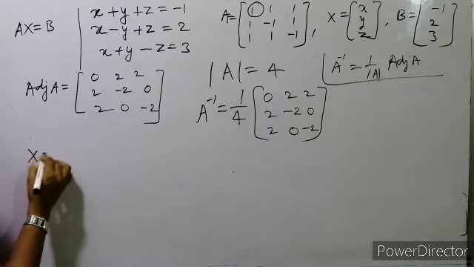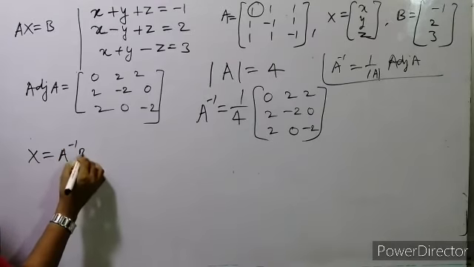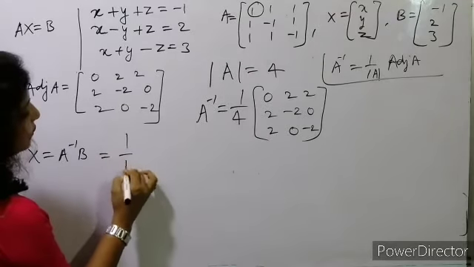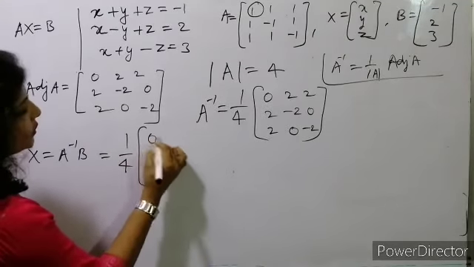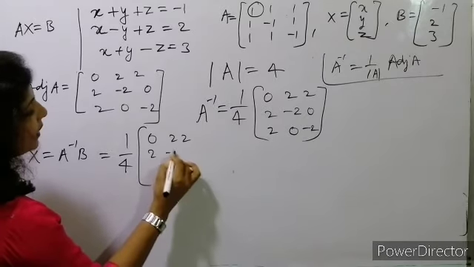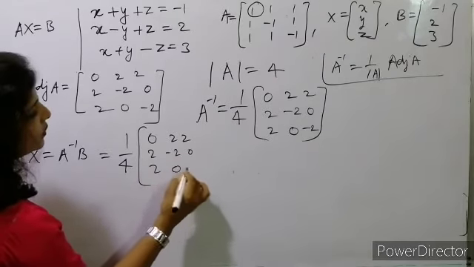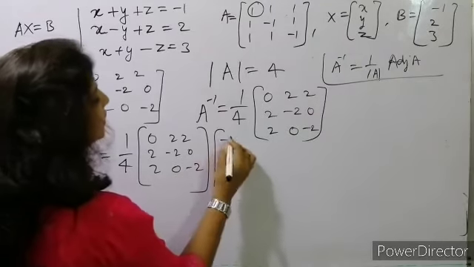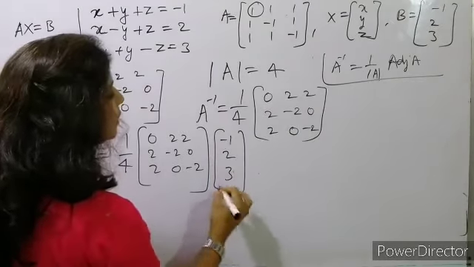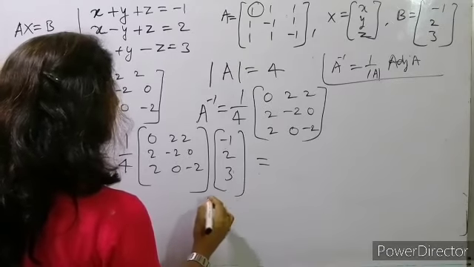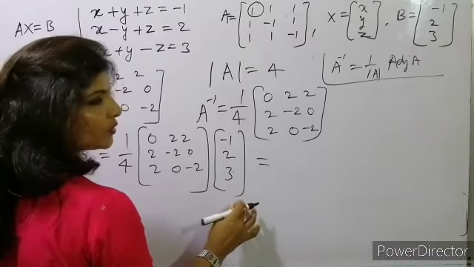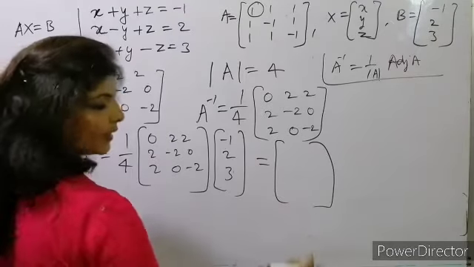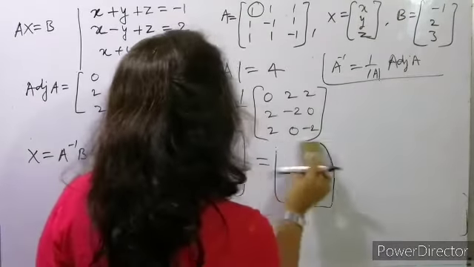So what is the value of x? A inverse into B. The value of A inverse is given, so 1 upon 4 into 0 2 2, 2 -2 0, 2 0 -2, into B. What is the value of B? -1 2 3. Based on this, this is 3 cross 3 and this is 3 cross 1, so the resultant matrix will be 3 cross 1.